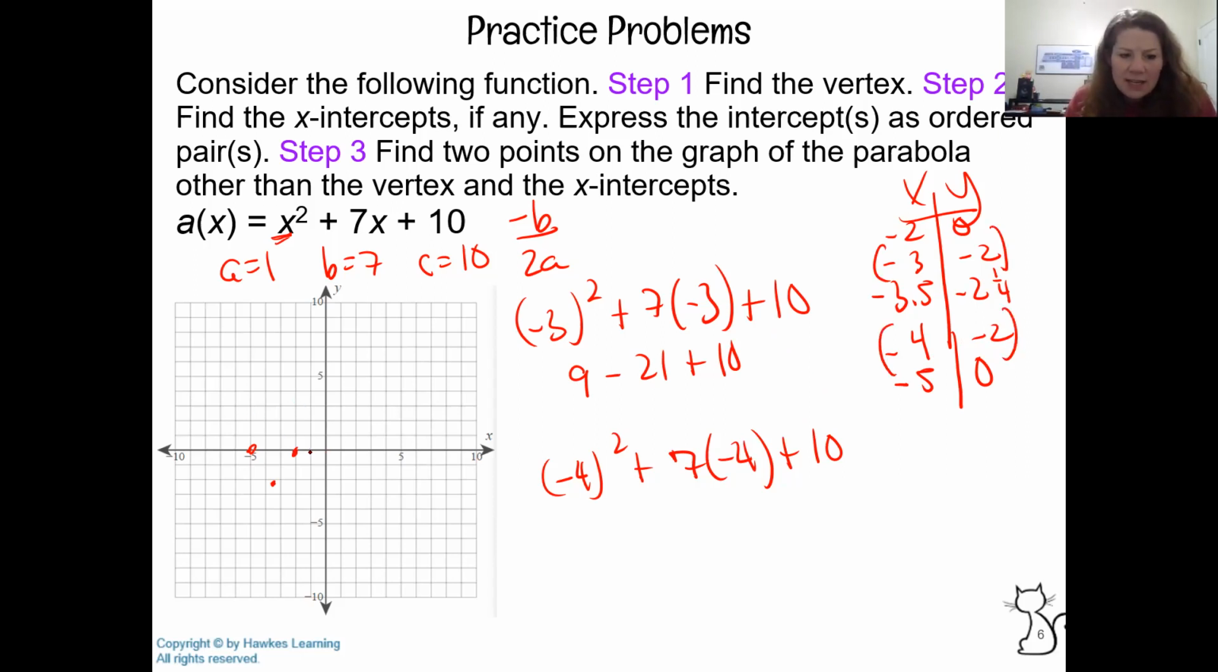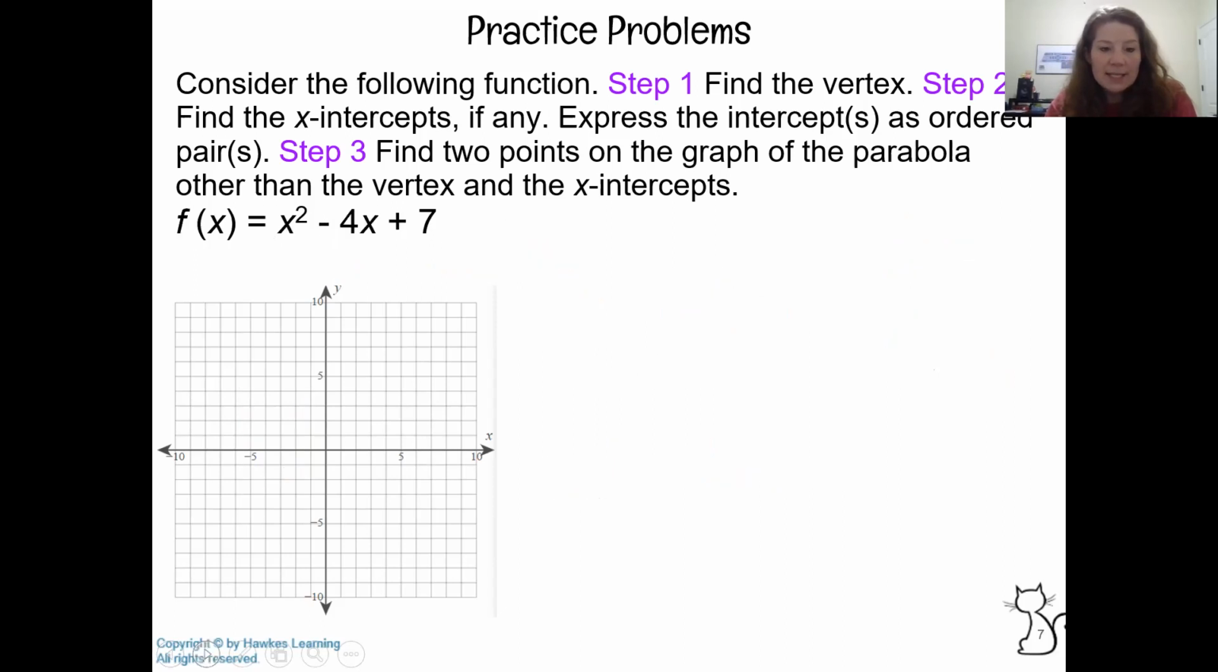So when x is -3, y is -2, and then -4, -2, and oh, I wish I could draw better, you guys. But anyway, that's pretty close. So like I said, Desmos will do that for you. And that's the way you do it by hand.